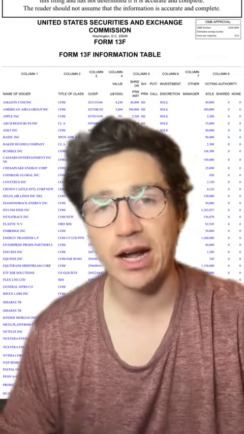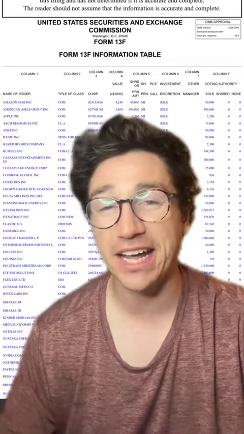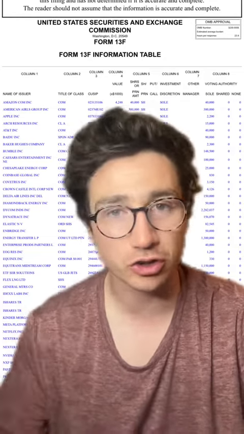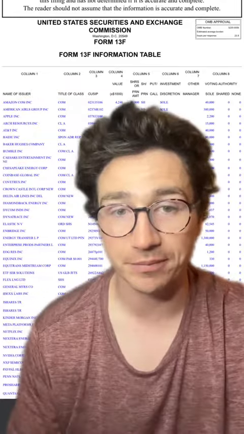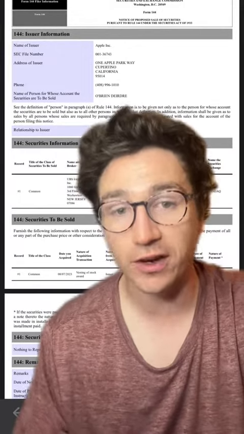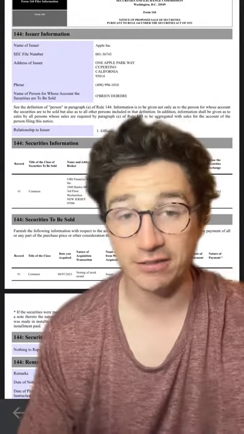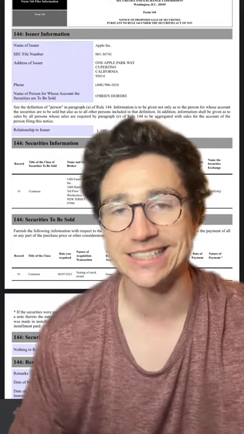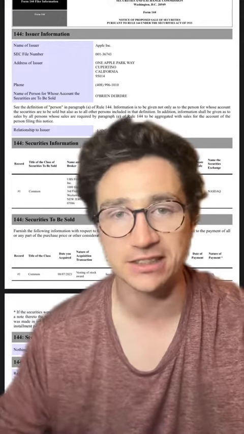You can easily track what large institutional investors that manage over $100 million are doing because they have to file one quarterly. And finally, the Form 144 is filed by an insider to sell the company's stock. Investors can watch for this form to make sure that insiders aren't suddenly selling off their massive stakes in the company.